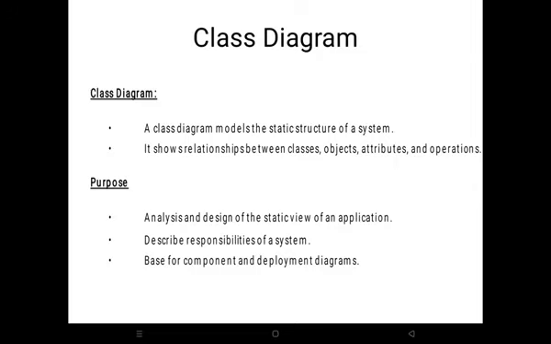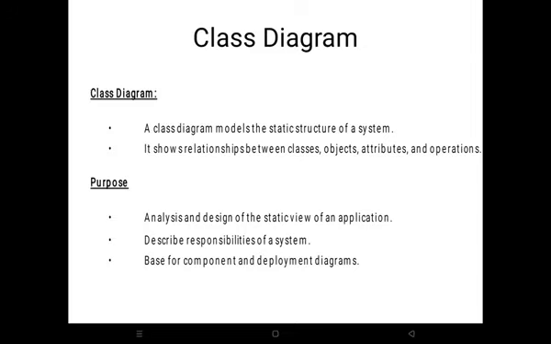We already discussed that UML has two different types of diagram. One is the static diagram, another one is the dynamic diagram. What is a class diagram? A class diagram represents the static structure of the system. Its main purpose is to show the relationship between various classes, objects, attributes and operations.